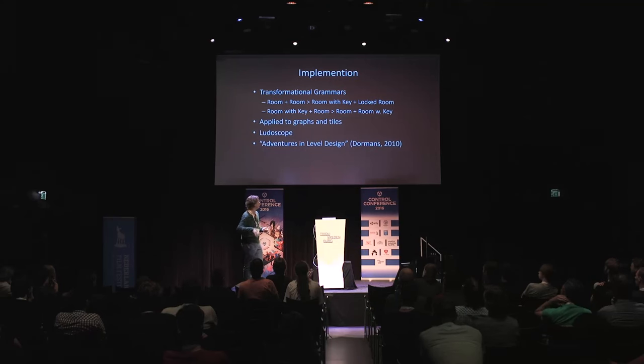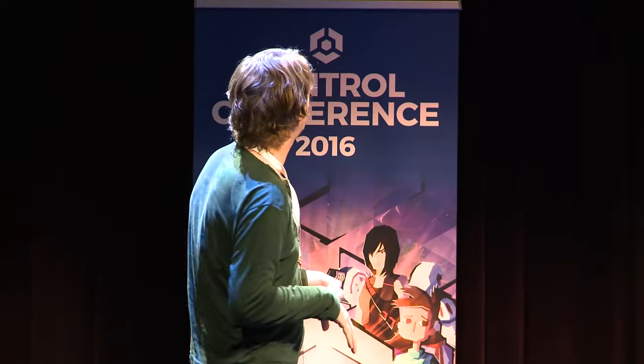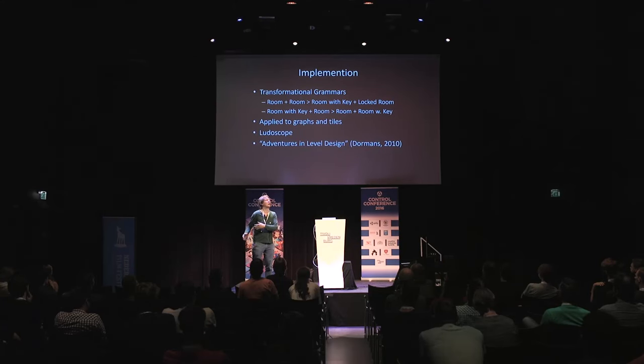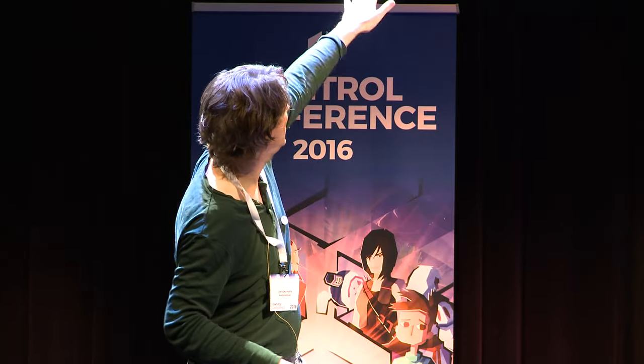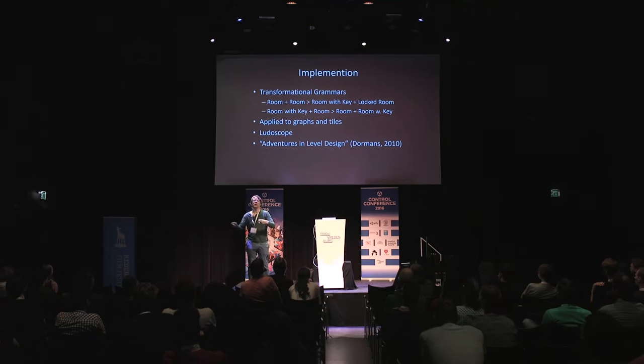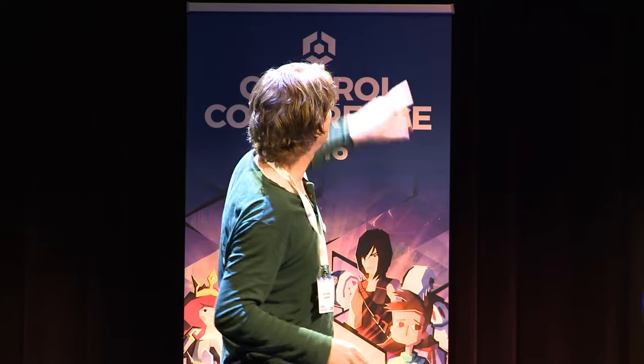I'm not going into details here, but if you're interested, you can Google me, and you can find a lot of things, because I've been writing about this stuff for a long time. What I do is use transformational grammars. If you have a background in mathematics or in computer science, then that should be somewhat familiar. This is typically things like you look for two rooms, and you replace that with one room that has a key and another room that has a locked door. Then you can have another rule that says, if I have a room with a key and another room there, then you can move the key to the other room. It's already allowing you to create a lot of variations, layouts and plans for the cycles. It's basically the things that I work with. There's a tool called Ludoscope that I developed while I was working at the Hogeschool van Amsterdam.